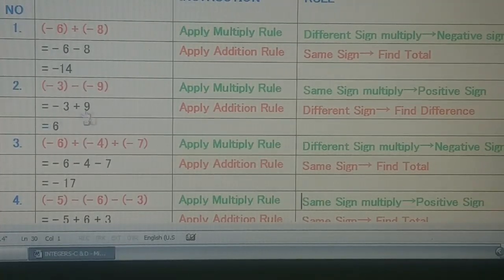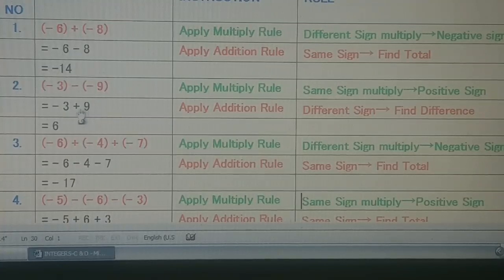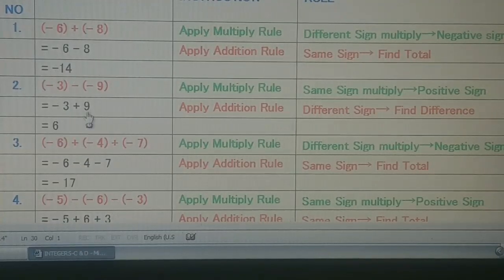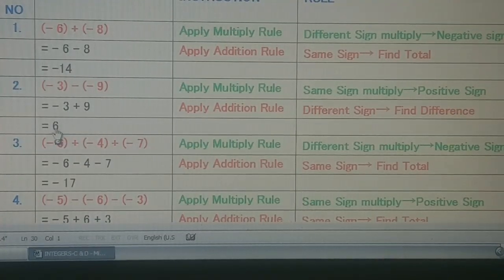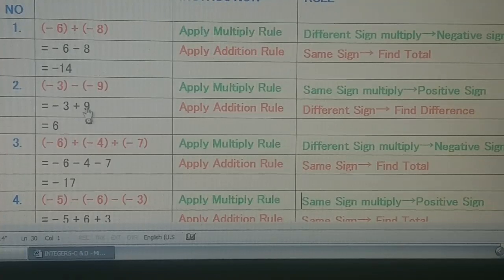3 is negative, 9 is positive. So in the addition rule, same sign total, different sign difference. So they have different signs. Different sign, we have to do the difference. 9 and 3's difference is 6. But in the addition rule, we have to put the greater digit's sign. Now 9 is the greater number, it has a positive sign. So 6 will have a positive sign. So our answer will be 6. Minus 3 plus 9 is 6.